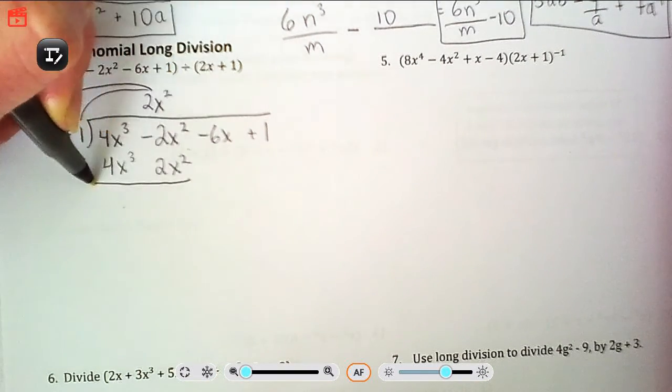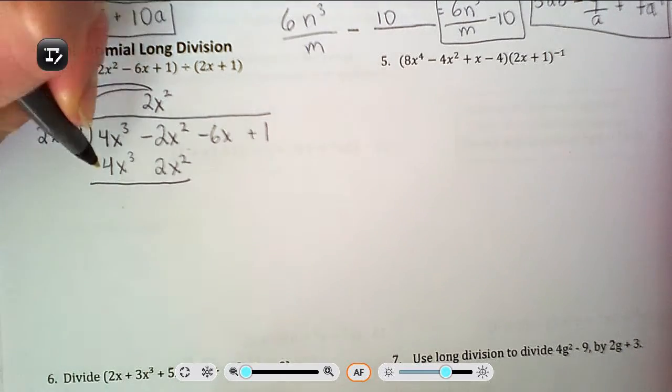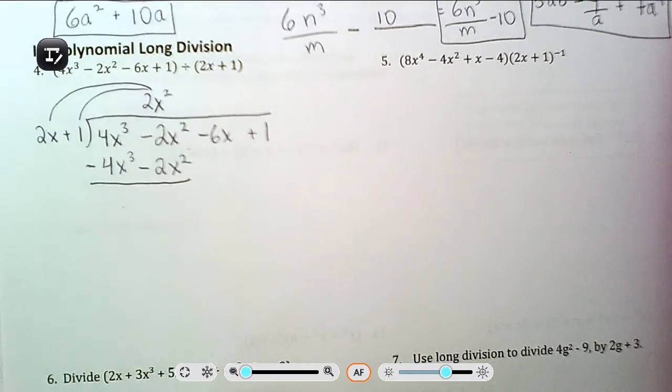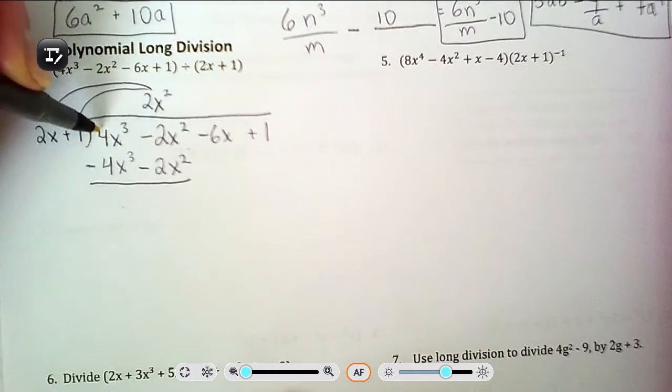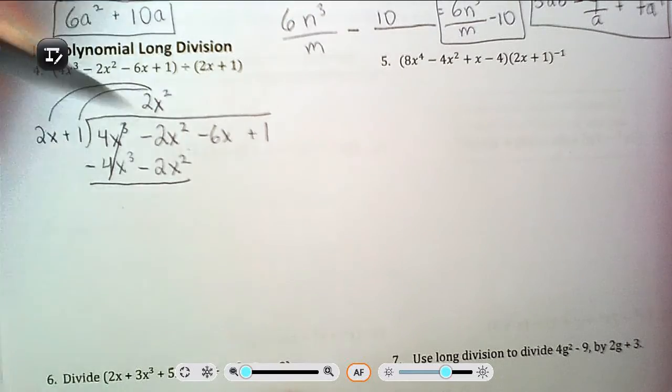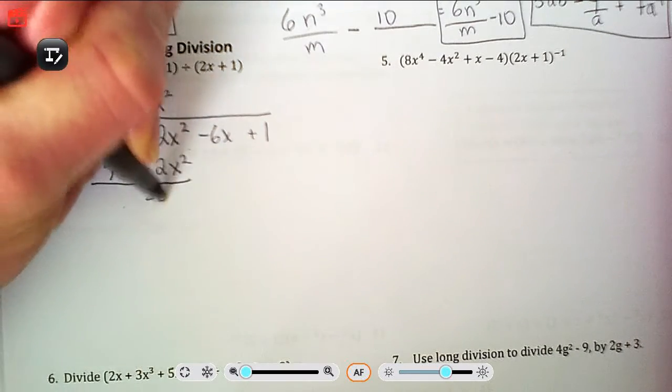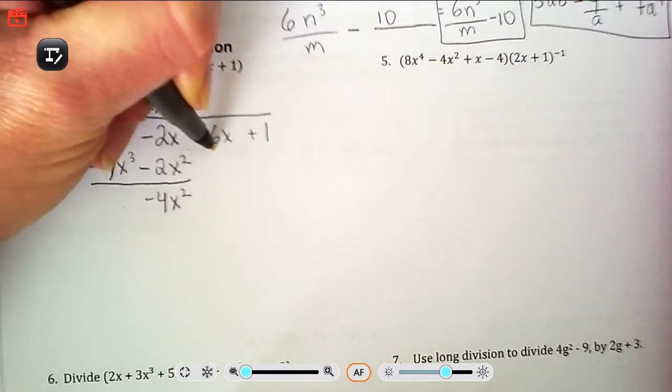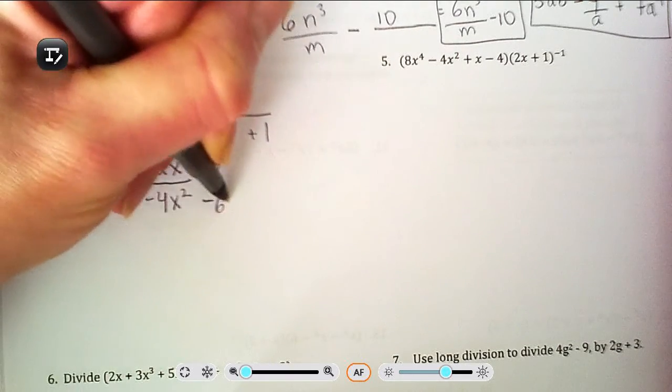Okay, draw a line beneath these two new terms and change both their signs. We're distributing a negative sign to them. Now work vertically and do the subtractions. So 4x to the third minus 4x to the third goes away. Negative 2x squared minus another 2x squared is negative 4x squared. Last step, bring down negative 6x.